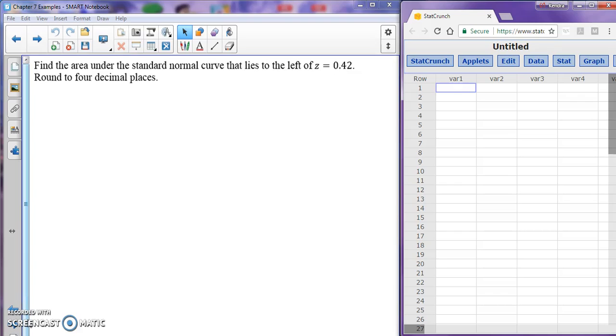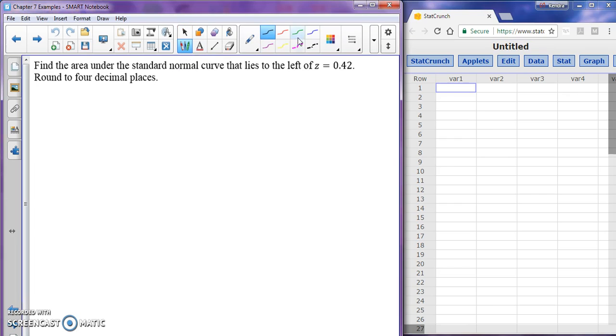Find the area under the standard normal curve that lies to the left of z equals 0.42. So this is kind of similar to some things that we did in chapter 3. So a little bit of this will look similar to something you've already seen before. So let's draw out a picture to get an idea of what we were working with.